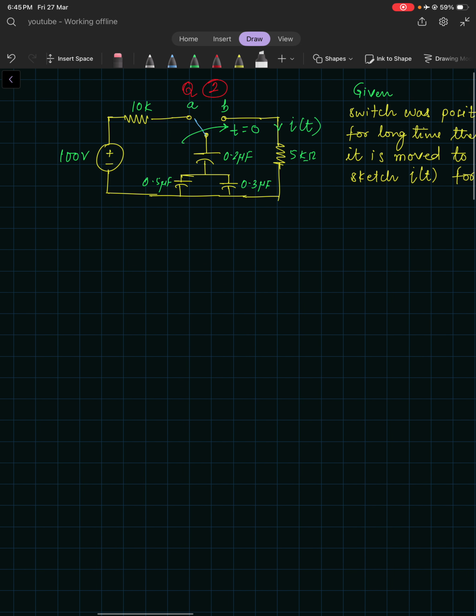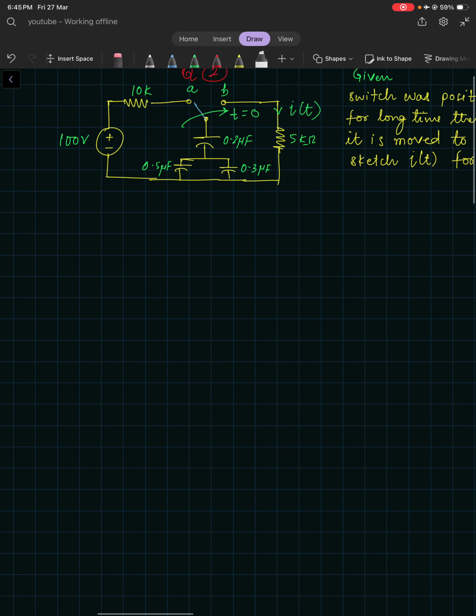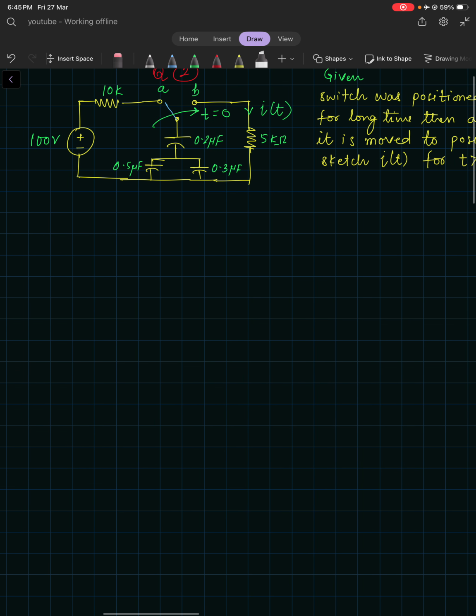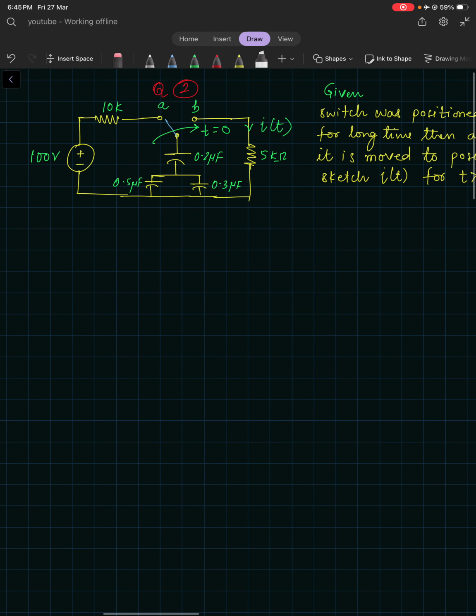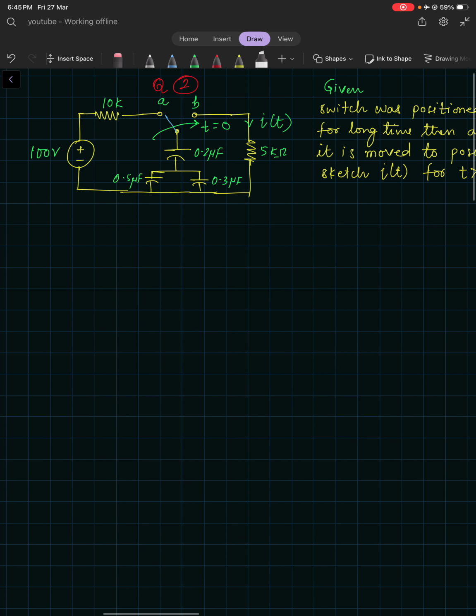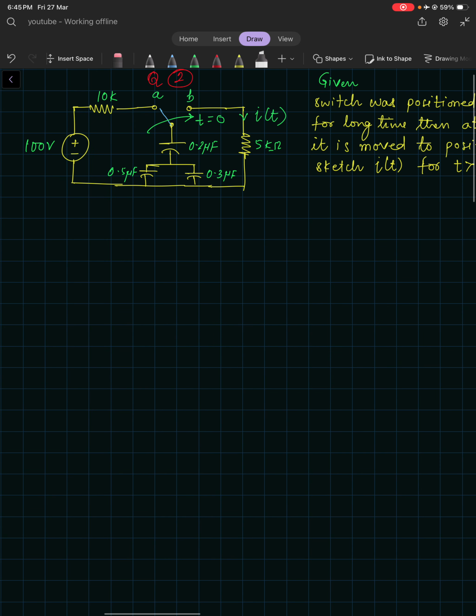Here also the same thing applies: the initial condition, the steady state value, and the time constant. Since we want to approach this in a subjective way, let's calculate everything. I'm not targeting any competitive question, so let's solve it in a subjective way.